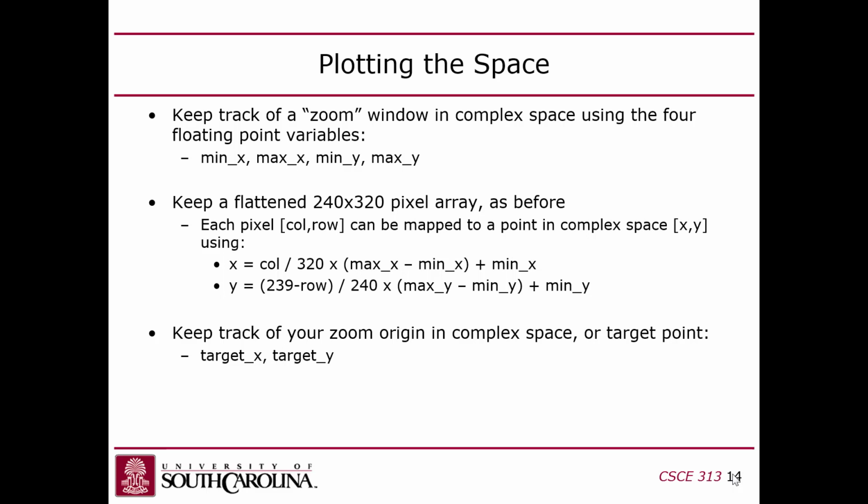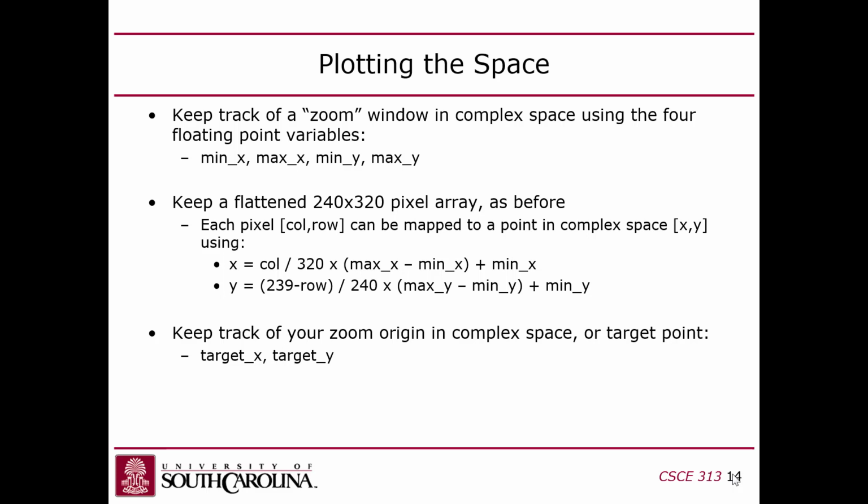Make sense? Likewise, y is a little bit more complicated because of what I mentioned earlier. With the y, with the vertical, I have to flip it upside down. It turns out it's easy to do that. You just take 239, which is the maximum row, and subtract the row from it, and that becomes the new row as it's seen by this calculation.